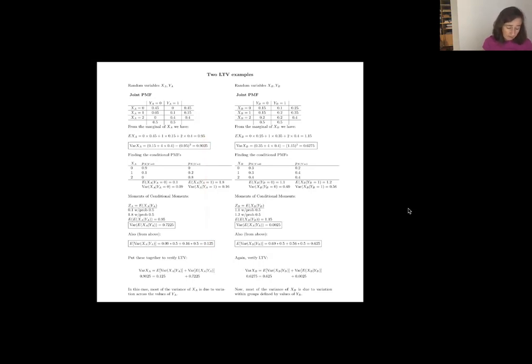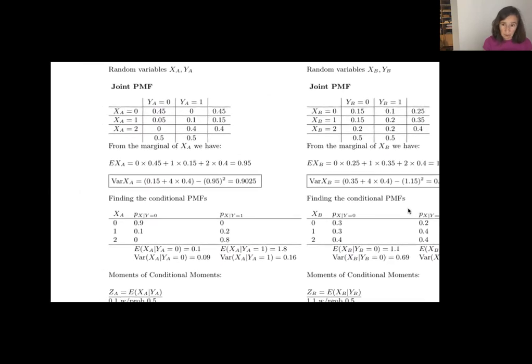Okay, so what I've done is I've created two random variables, and by that I mean I've just made up this part of the PMF. I've made up the probabilities assigned to pairs of values of X and Y. Okay, so I've done it for one that I'm calling XAYA, and XBYB here. And so that's the thing that we're starting with here.